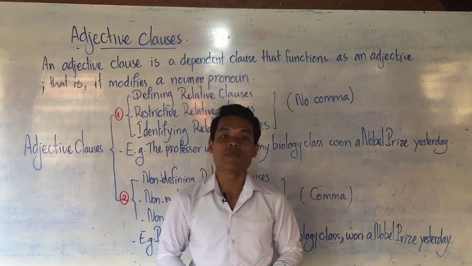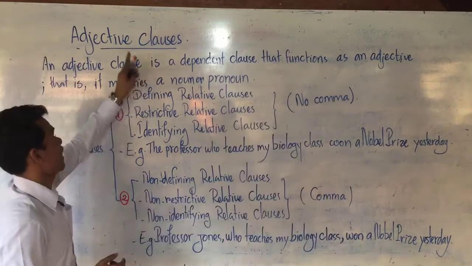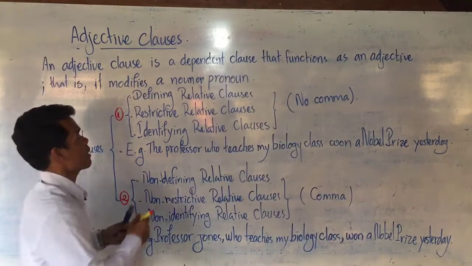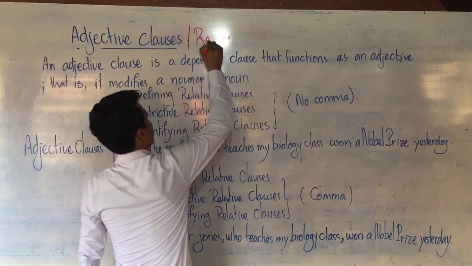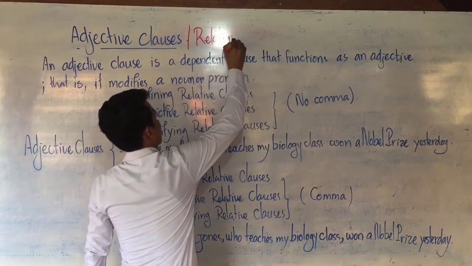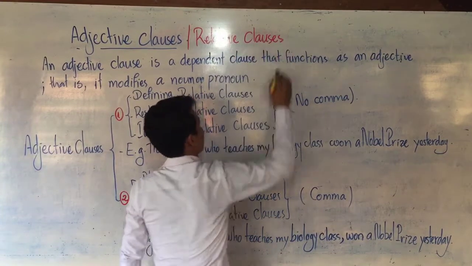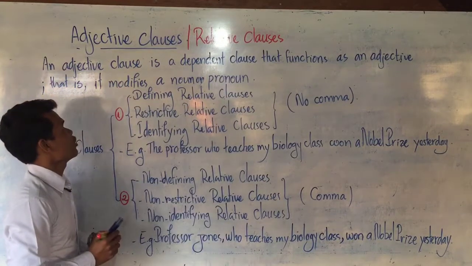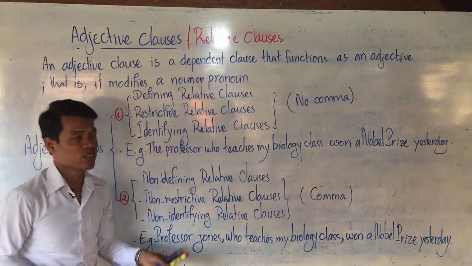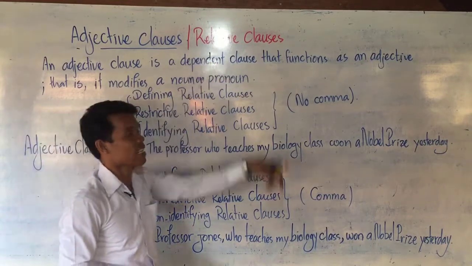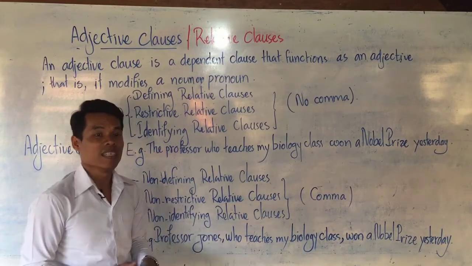In today's video, I'm going to teach you adjective clause. Look at the board with me. Adjective clause, you know, some books call it relative clauses. It's up to you actually. If you really want to say adjective clause, that's it. You call it adjective clause. If you want to call it a relative clause, that's it. There's no problem between these two names actually.